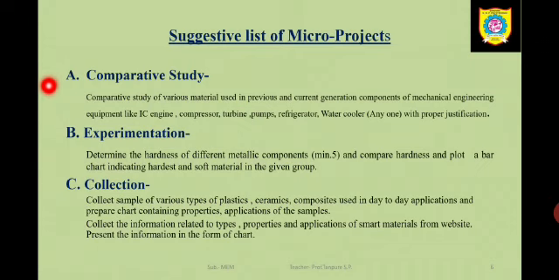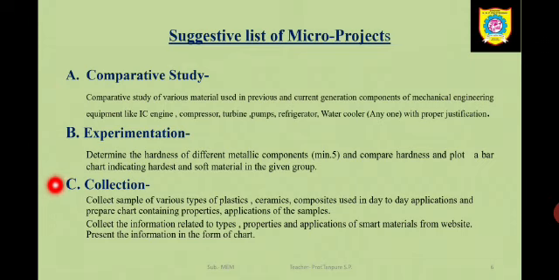First, comparative study. You can do the comparative study of various materials used in previous and current generation components of mechanical engineering equipments like IC engine, compressor, turbine, pumps, refrigerator, water cooler with proper justification. Because for this comparative study, you can select any one of this application. Second, experimentation. You can determine the hardness of different metallic components. You have to select here minimum 5 metallic components and compare hardness and plot a bar chart indicating hardest and soft material in the given group.